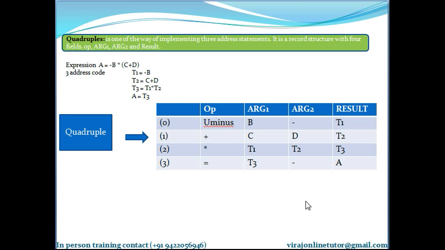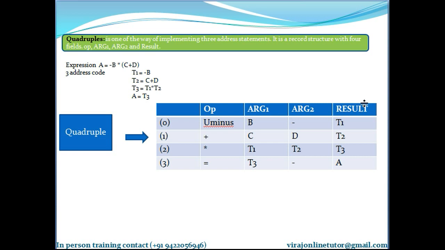Now let's see what a quadruple is. Quadruple is one way of implementing three address statements. It is a record structure with four fields: operator, argument 1, argument 2 and a result.